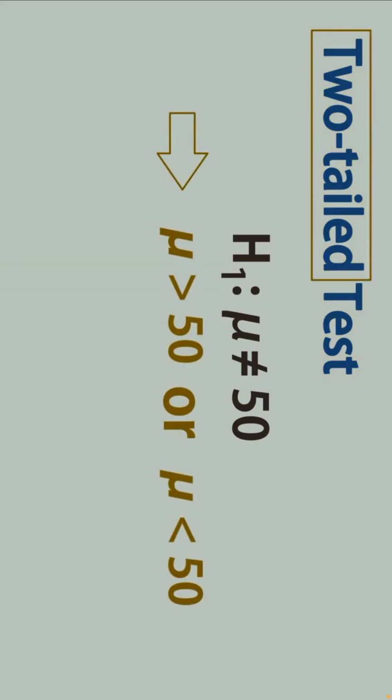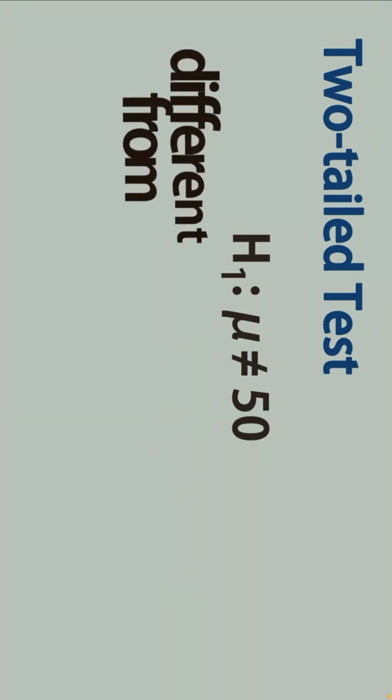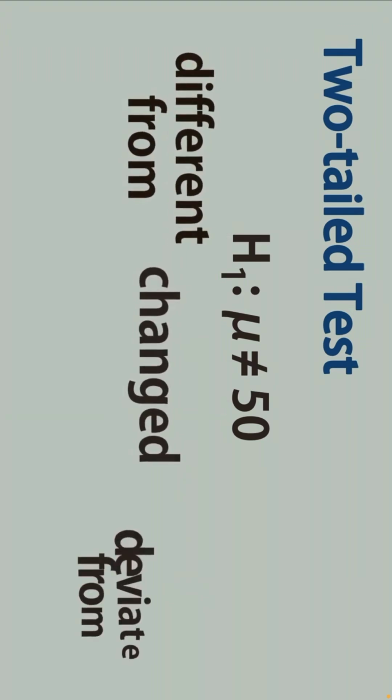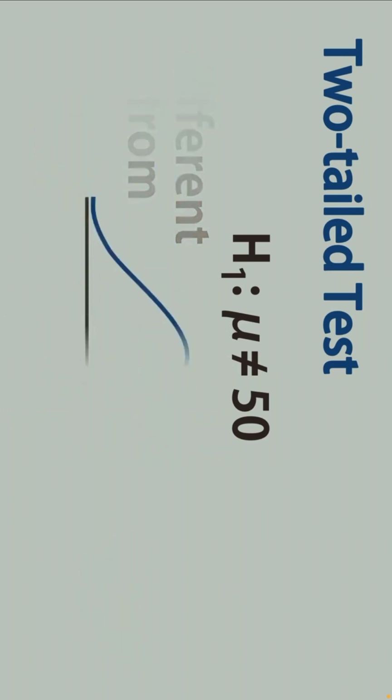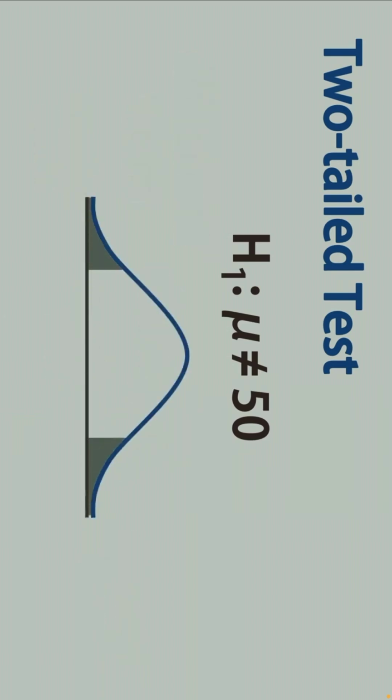Other keywords or phrases for the alternative hypothesis in two-tailed tests include different from, changed, deviate from, inconsistent with, and so on. Two-tailed tests usually have two critical values, one on the left and the other on the right. If the test statistic falls beyond any of them in a two-tailed test, we will reject the null hypothesis and state that the result is significant. And that's a quick overview of one-tailed and two-tailed tests.